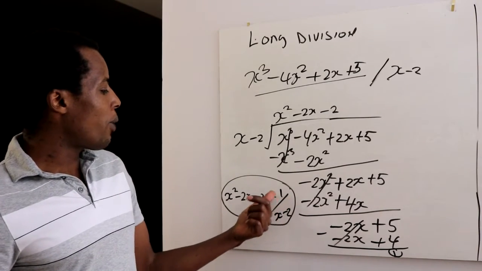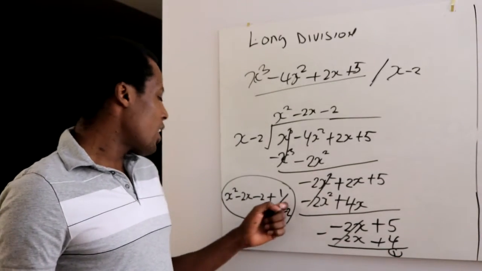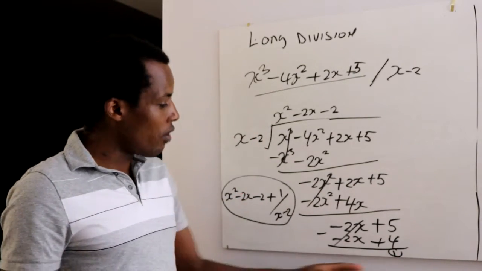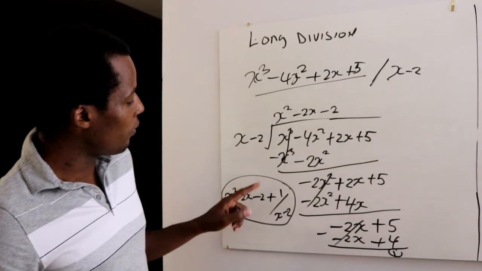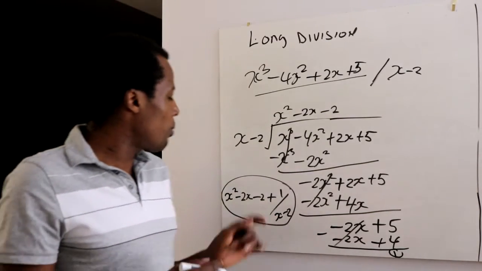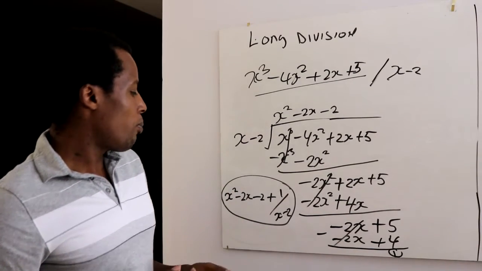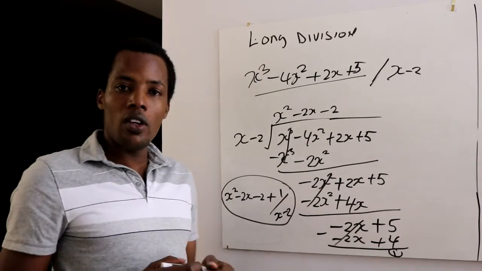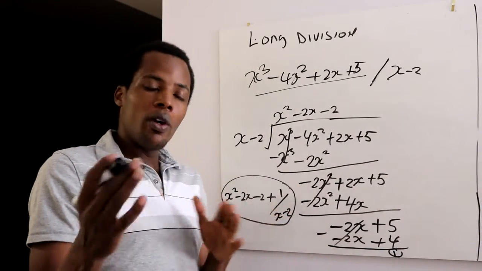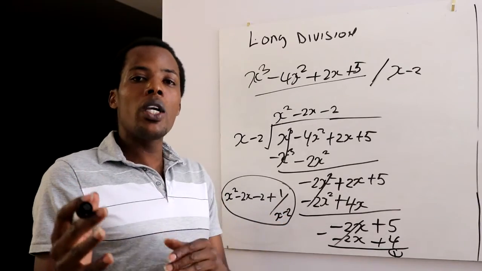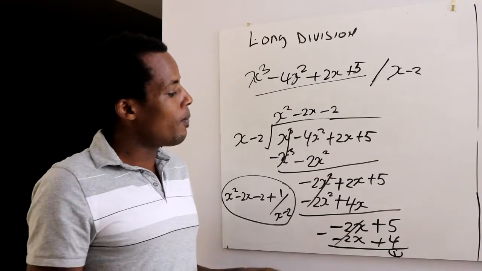The reason why we say plus 1 over x minus 2 is because we have a remainder of 1 that we cannot solve further than that. So our final answer for our equation is x squared minus 2x minus 2 plus 1 over x minus 2. Before we move to our next question, I'm sure you guys can do this every time from now on because it's quite simple like that.